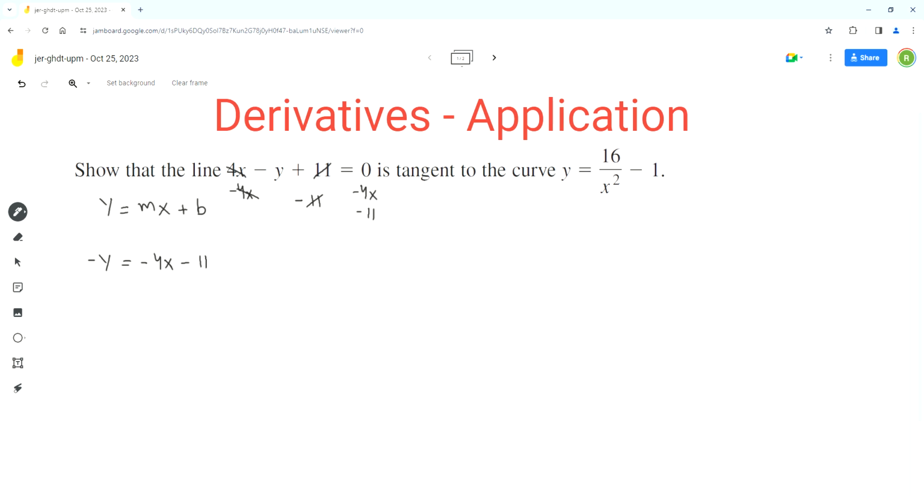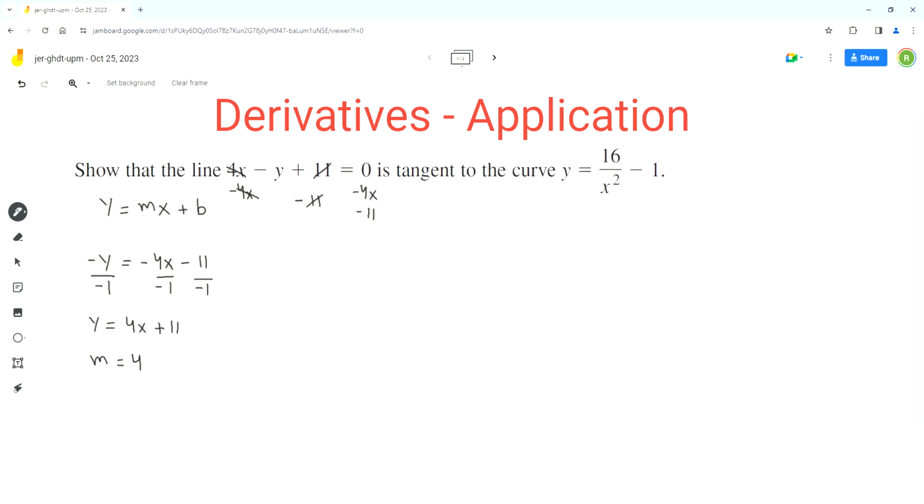Now we have to change negative y to y. So we have to divide each term in the equation by negative 1. So the negative y changes to positive y, and then negative 4x changes to positive 4x, and negative 11 changes to positive 11. So this is the equation of this line in slope-intercept form. And as per this form, the slope of this line is 4, because 4 is the coefficient of the x term.